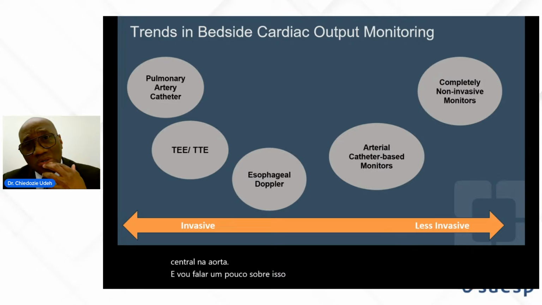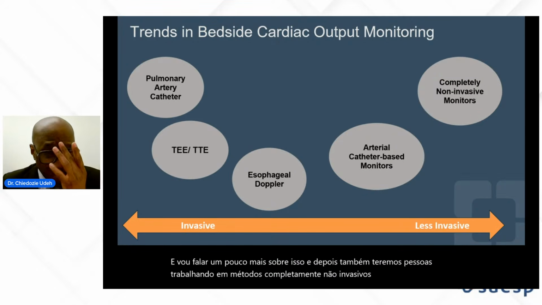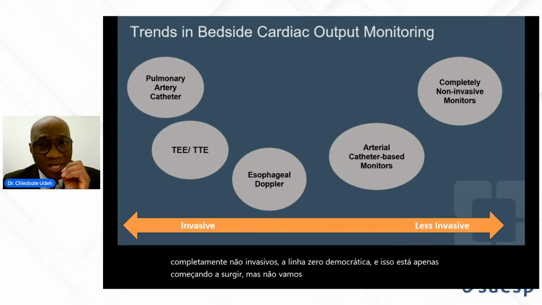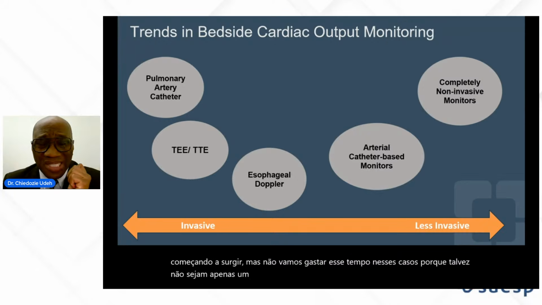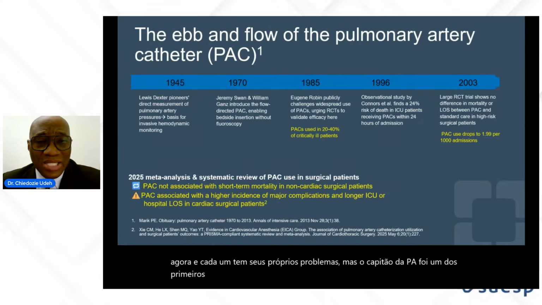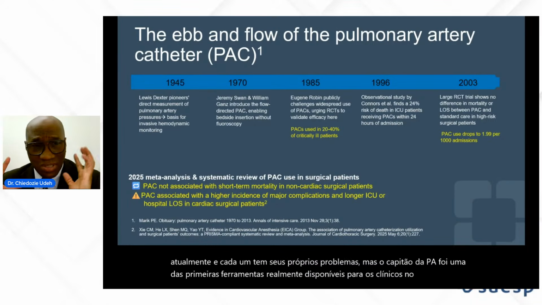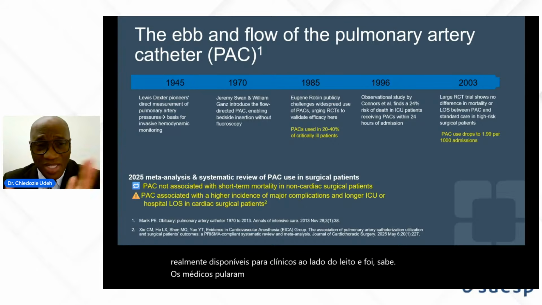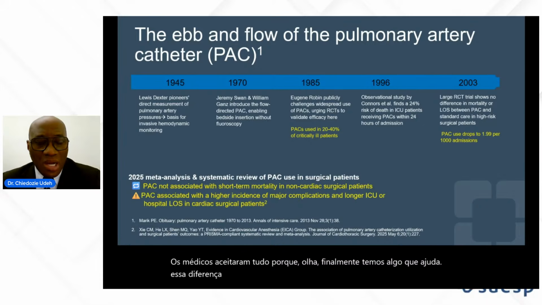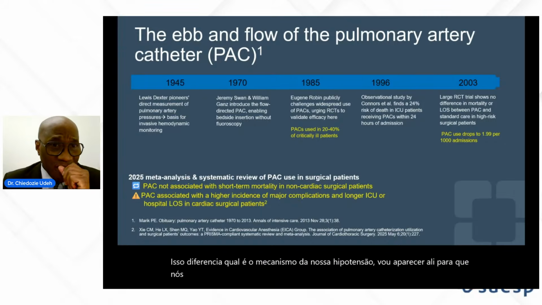And then folks are also working on completely non-invasive monitors that don't require an arterial line. And these are just beginning to emerge. But we're not going to spend our time on those because maybe just a couple are available for clinical use right now. And each has their own problems. But the PA catheter was one of the first tools that was really available for clinicians at the bedside. And doctors jumped on it because, hey, we finally have something that helps us differentiate what the mechanism for our hypotension or shock is so that we can properly address it.